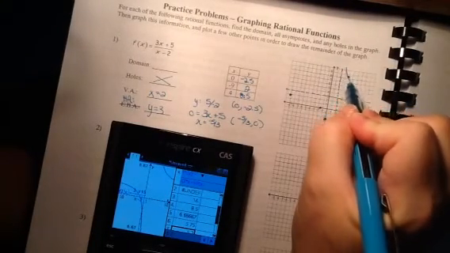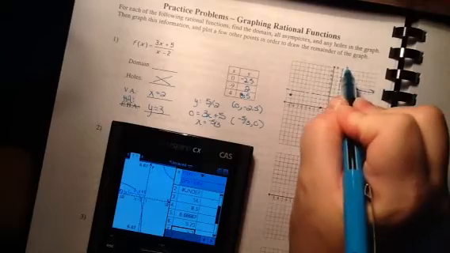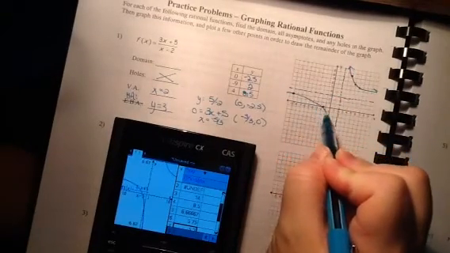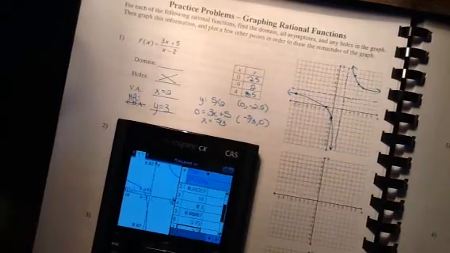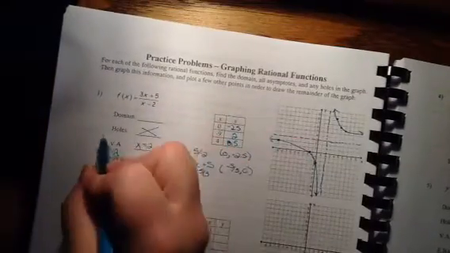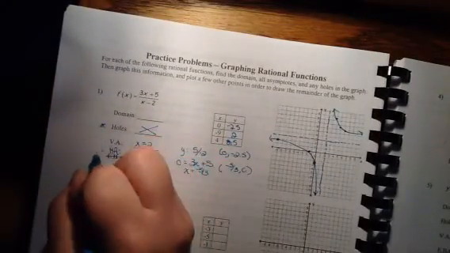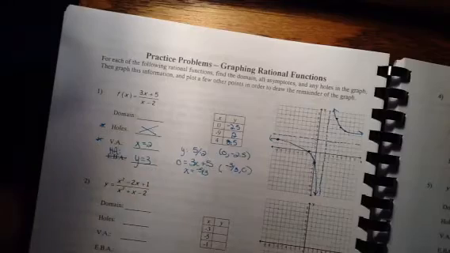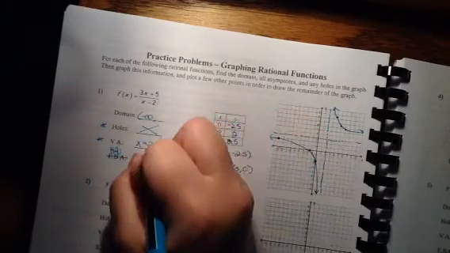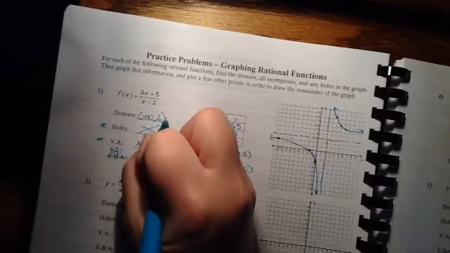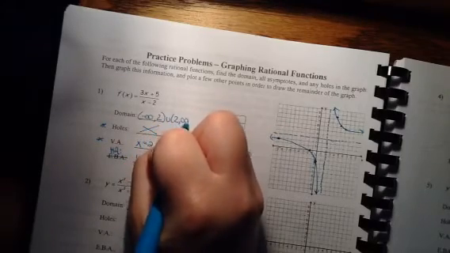So you can see that this side's going to do this, and this side's going to do that. And if you go to page 126, what we just graphed, oh, hang on, I haven't done the domain. So the domain is going to take the x part of the holes and the vertical asymptote into account. And so for this one, I went from negative infinity, I didn't have a hole, I just have the 2 to worry about, to 2. And then from 2 to infinity.